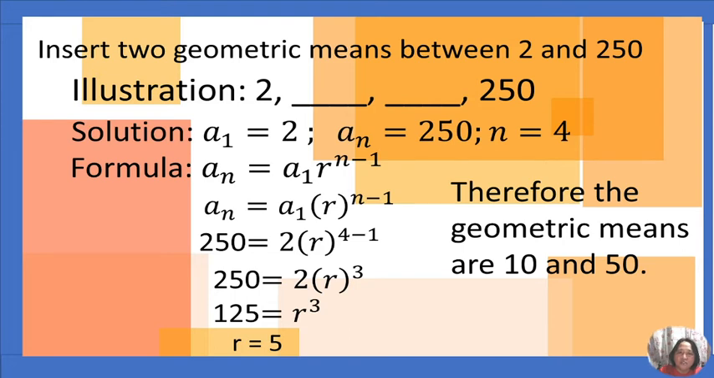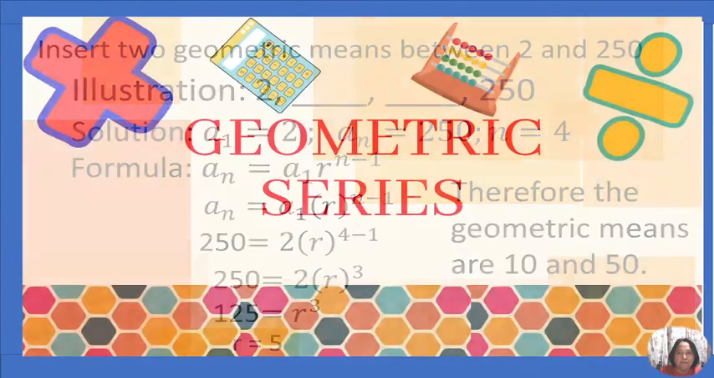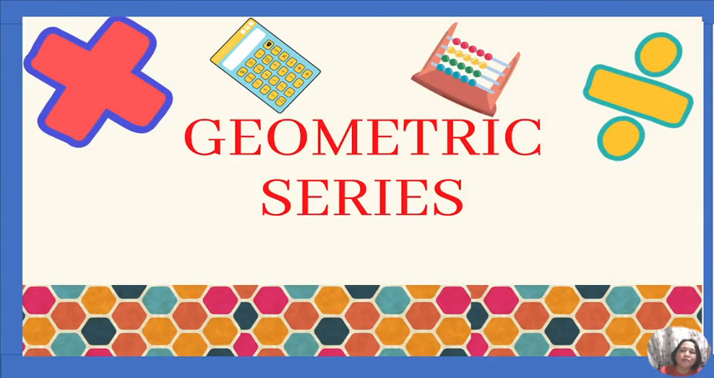Multiplying it to the first term, which is 2. So 2 times 5 is 10. 10 times 5 is 50. And 50 times 5 is 250. Therefore, the geometric means are 10 and 50. So we have now the geometric series.